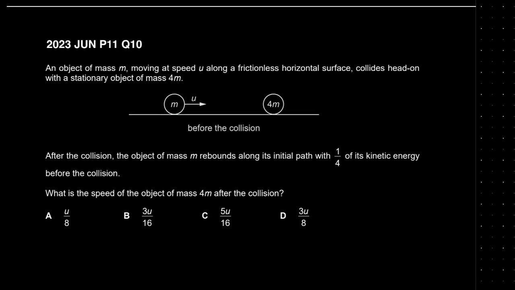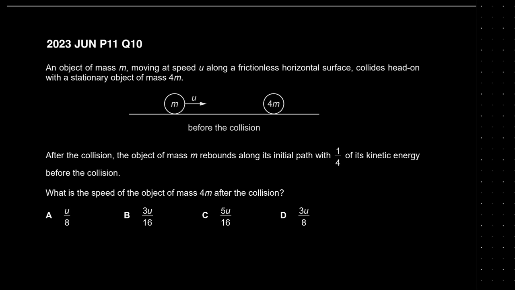Question 10. An object of mass m moving at speed u along a frictionless horizontal surface collides head-on with another stationary object of mass 4m. After the collision, the object of mass m rebounds along its initial path with 1/4 of its kinetic energy before collision. What is the speed of the object of mass 4m after the collision?